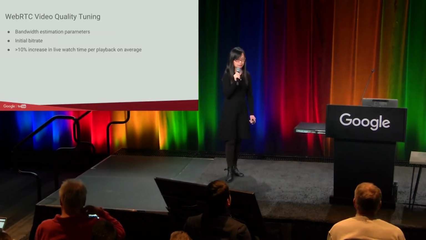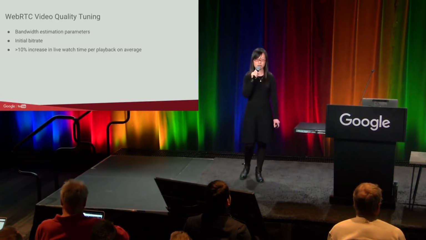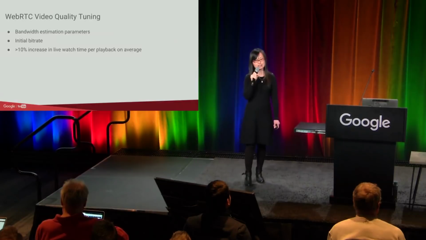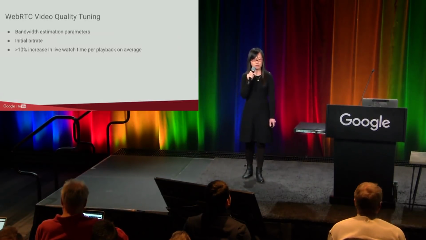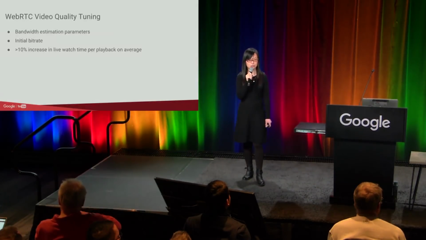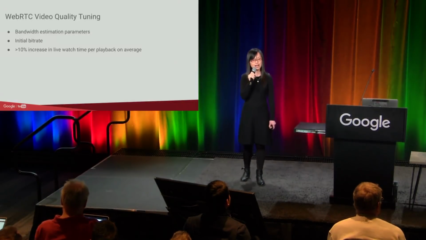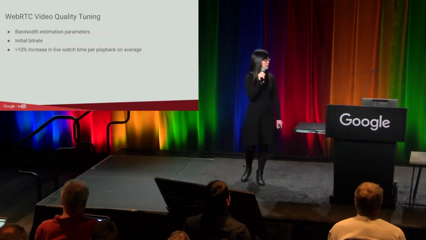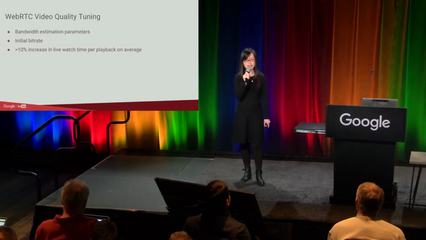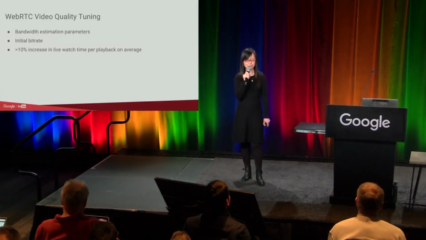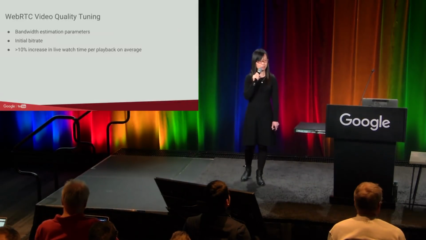And as I mentioned earlier, WebRTC is pretty aggressive in trading off media quality in order to maintain low latency, because it really needs sub-second latency. But for live streaming, we can afford a little bit more latency, and we have some buffer in the player to hide some ingestion gaps. That's why we did some tuning on the client side to adjust some bandwidth estimation parameters and the initial bitrate estimation in order to improve the quality a little bit. And in our experiments, we did get at least a greater than 10% increase in watch time per playback after the tuning.